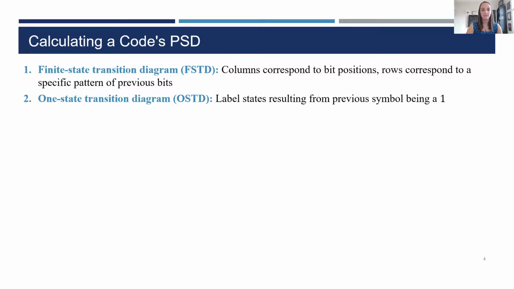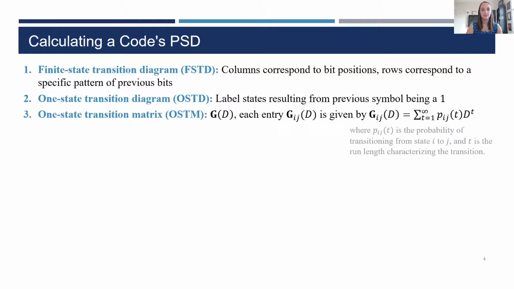We provide a series of steps for calculating the power spectral density of any level-based code. First, we provide instruction on how to model a code in a finite state transition diagram, or FSTD for short, by creating a grid of states where the columns correspond to a bit position and the rows correspond to a specific pattern of previous bits. Using the FSTD, the OSTD can then be generated by labeling states that result from the previous bit being a 1. Throughout the previous two steps, it's important to keep track of transition probabilities so that the one-state transition matrix, G of D, can be calculated. The full formula for calculating G of D entries is provided here.